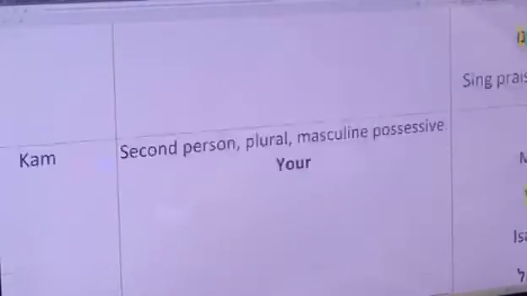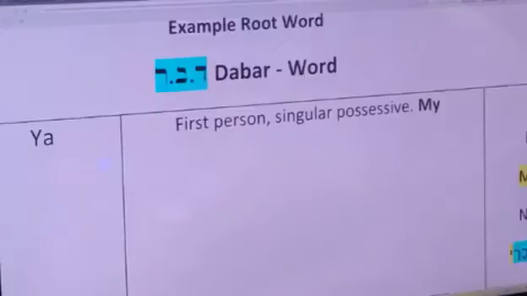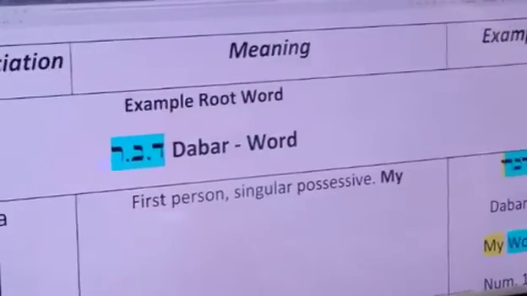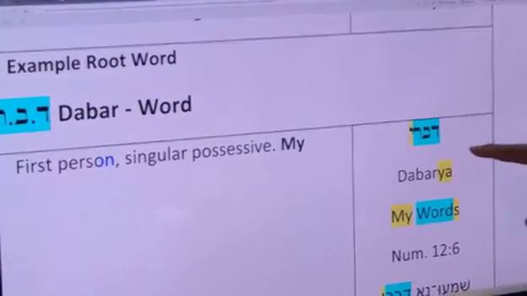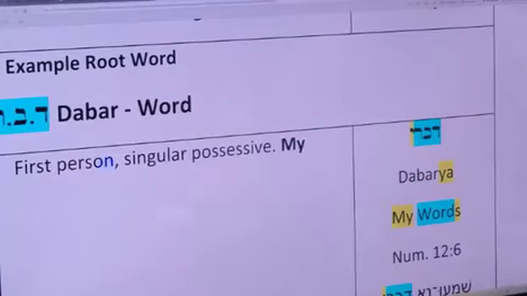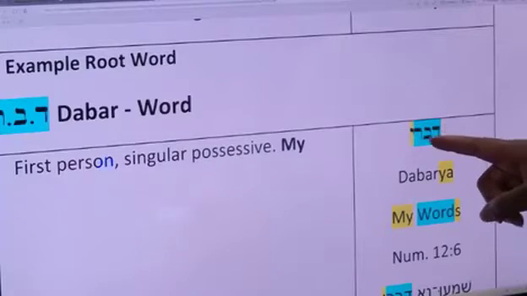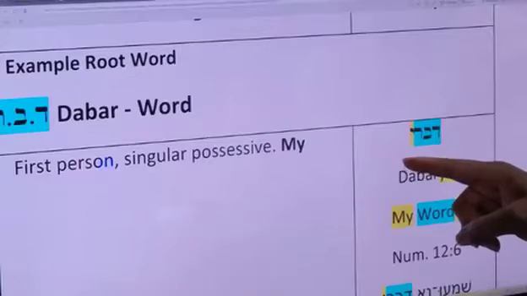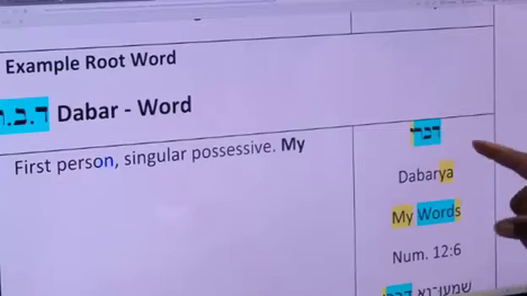So let's go back to our plural noun example, dabaria. Now let's say hypothetically we were to drop the suffix ya and add the Hebrew suffix yum, making it, instead of dabaria, dabariyum. If we were to make this word dabariyum, it would simply mean words.